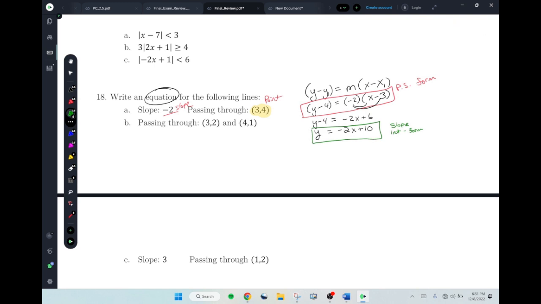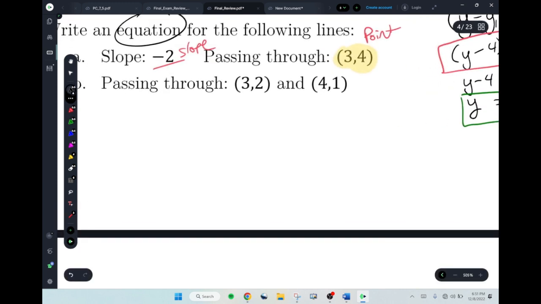So then the second one, the only thing they've done is rob you of your slope. That's all they've done for B. They've just taken away your slope and said, sucks, you don't have a slope. So your job is to go and find your slope before you start the problem.